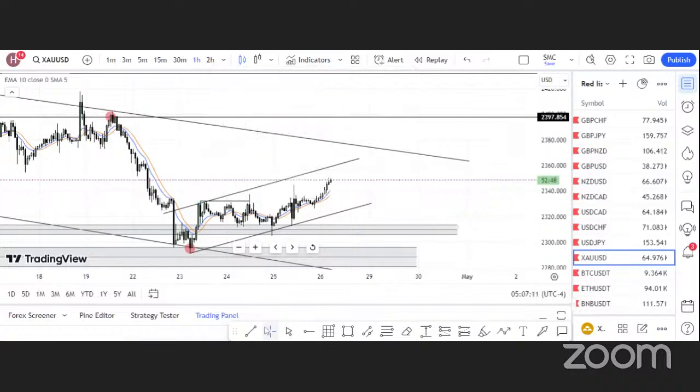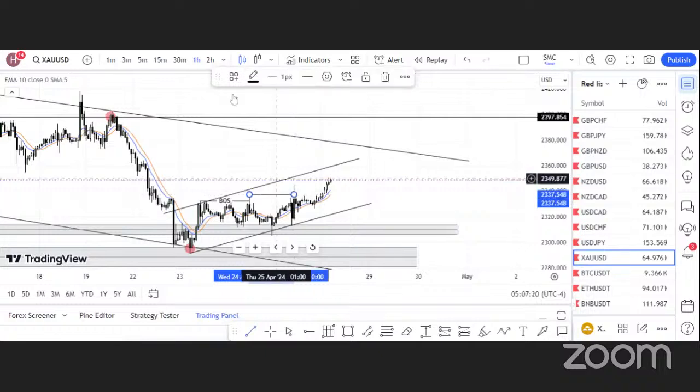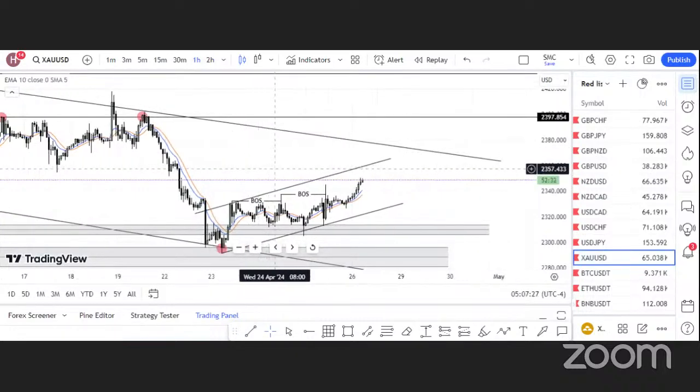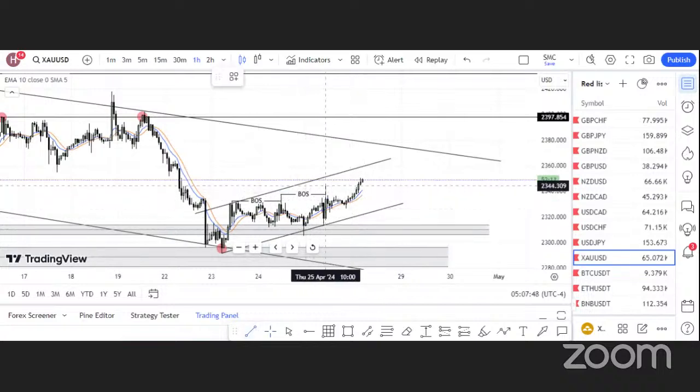Now let me label the structures that got broken. As a professional forex trader, or let me say as an aspiring forex trader or an intermediary, you need to have a clear understanding of the market movement. So if labeling the movement is what works for you, I would suggest you do the same.